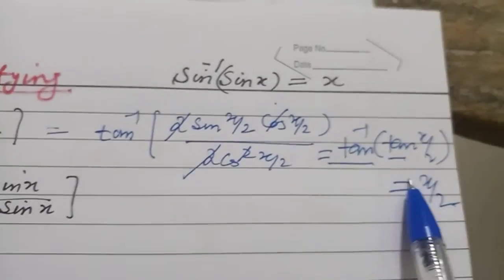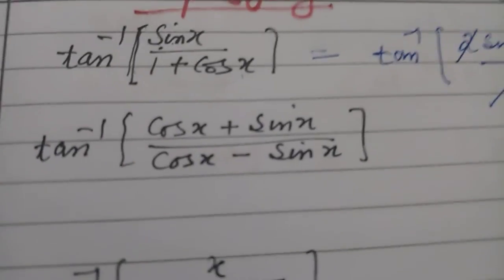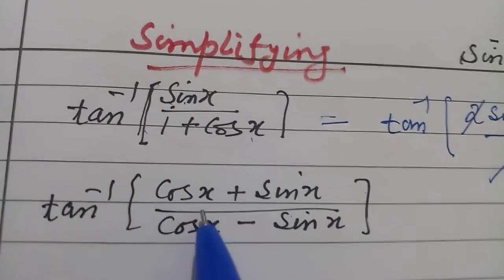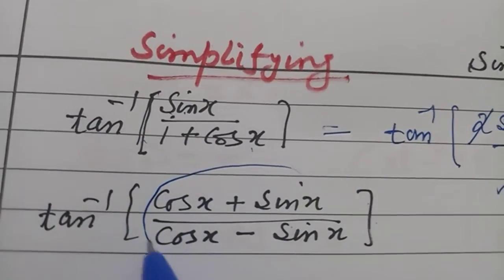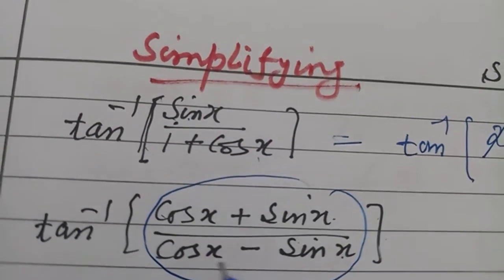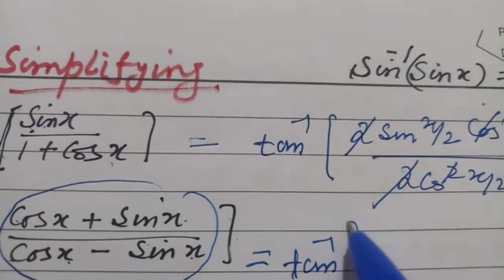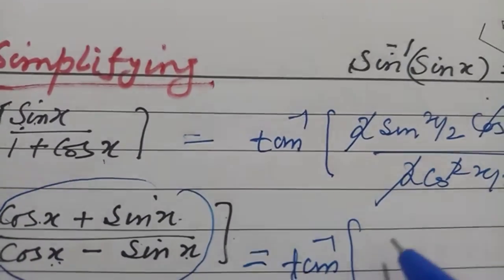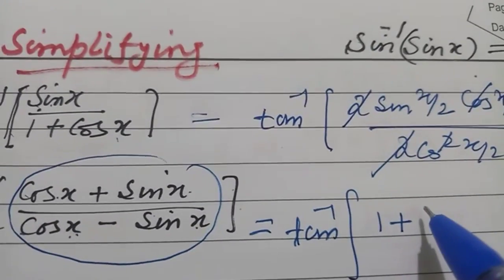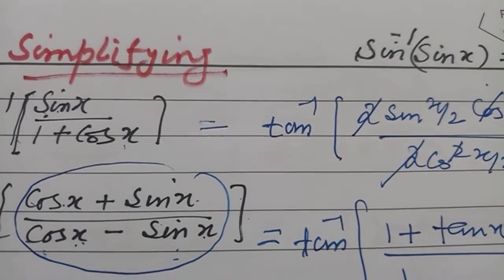So we have reduced it into a very small form. That is, the answer is only x by 2. Now come to this one. Here, anytime you get an expression like cos x plus sin x over cos x minus sin x, and you want to convert it into tan, the best option is to divide the numerator as well as the denominator by cos x. If I divide by cos x, what is the answer? 1 plus sin over cos, that is tan x, and here also 1 minus tan x.